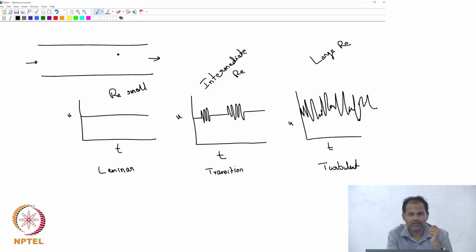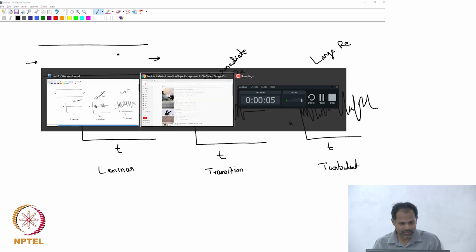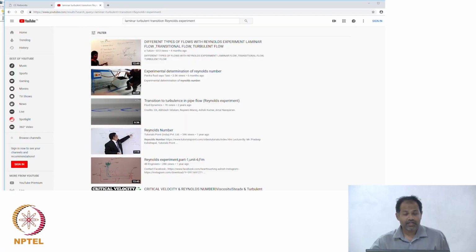Is that okay? So let's just see what it looks like. You might have already seen several instances. You have heard about Reynolds experiment, right?